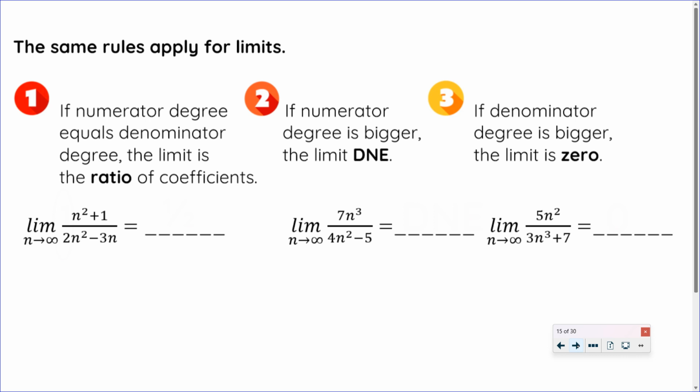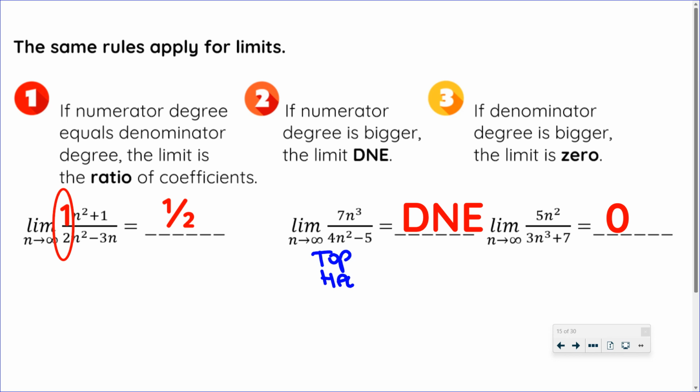So same thing, limit as n approaches infinity. When the degrees are the same, top and bottom, the limit will be the ratio of the leading coefficients. In this example here, if the degree of the numerator is bigger, see n cubed is bigger than n squared, in that case, I know that the limit does not exist. And the third scenario, if the degree of the numerator is smaller, or the denominator degree is bigger, the whole limit goes towards 0. So this limit would be 0. Again, this is a top-heavy function. This one here is a bottom-heavy function.